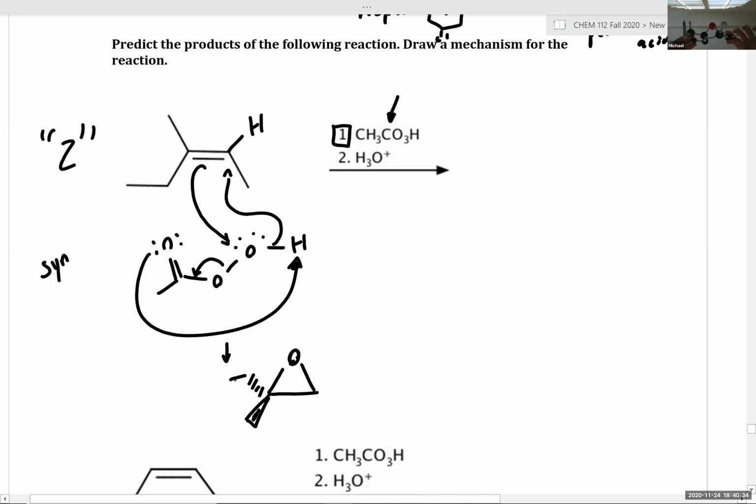Okay, what group is in front on the right? Hydrogen, yep. And what group is in back on the right? The methyl, yep. Okay, perfect. So we have our product drawn out. And now in our second step, we're treating it with H3O+. So we have H+ and water floating around.